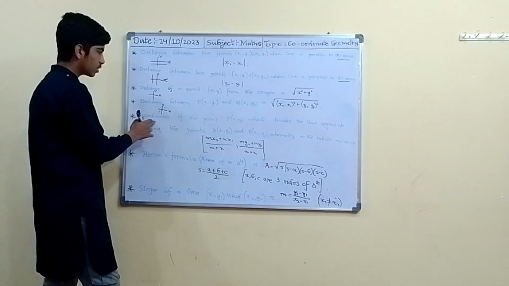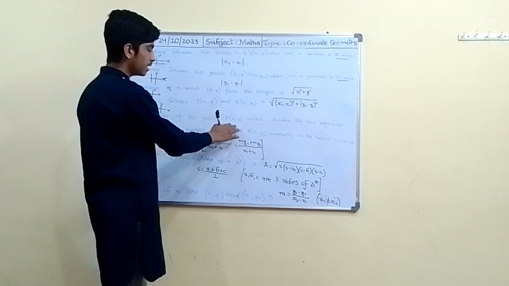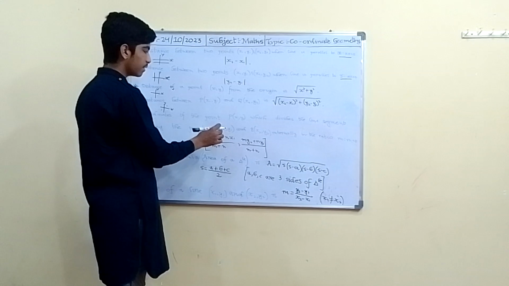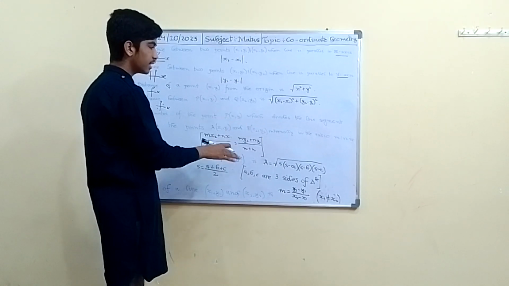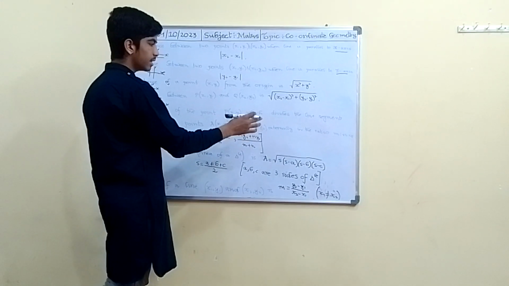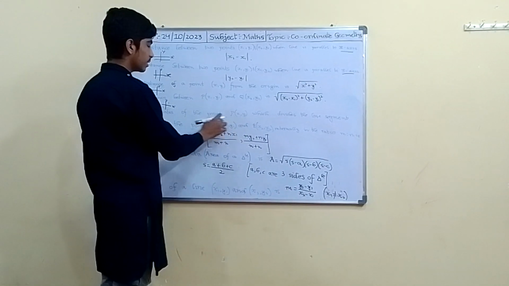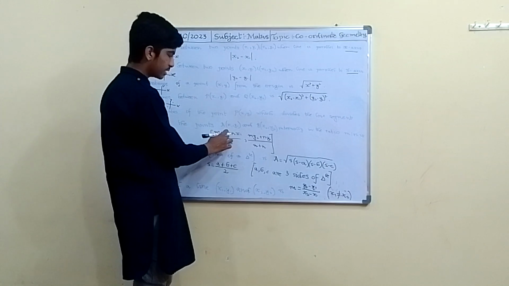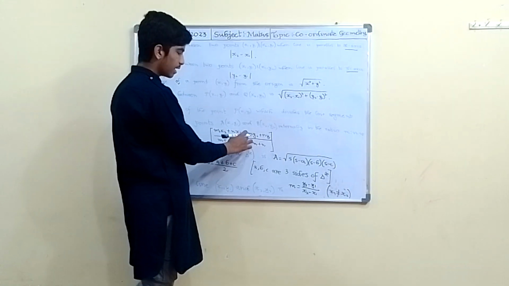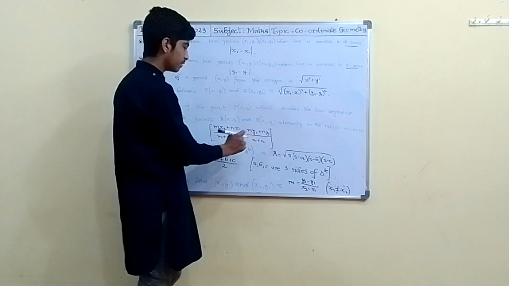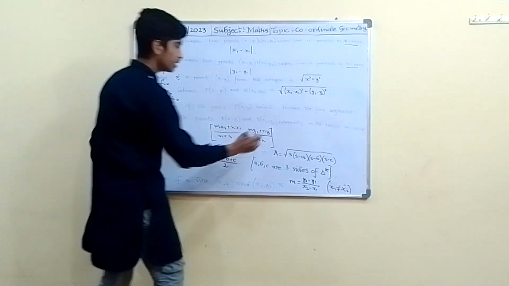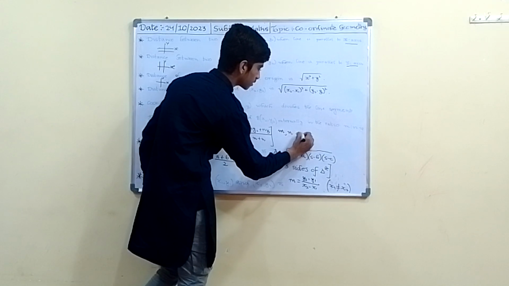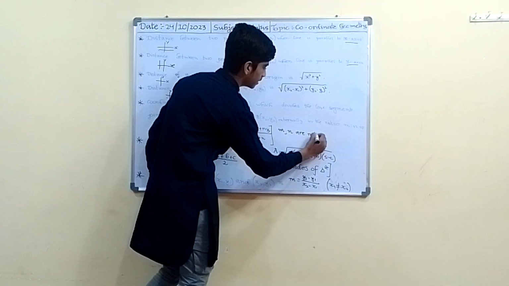And the fifth formula is coordinates of the point P of x, y which divides the line segment joining the points A x1, y1 and B x2, y2 internally, it means from inside, in the ratio m is to n. In this formula the ratio is given as m is to n, and the formula is m x2 plus n x1 by m plus n, comma, m y2 plus n y1 by m plus n, where m and n are the ratios.